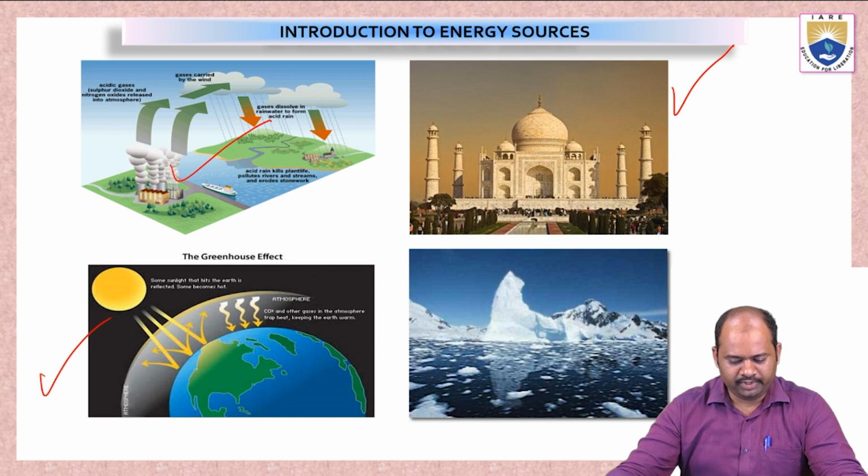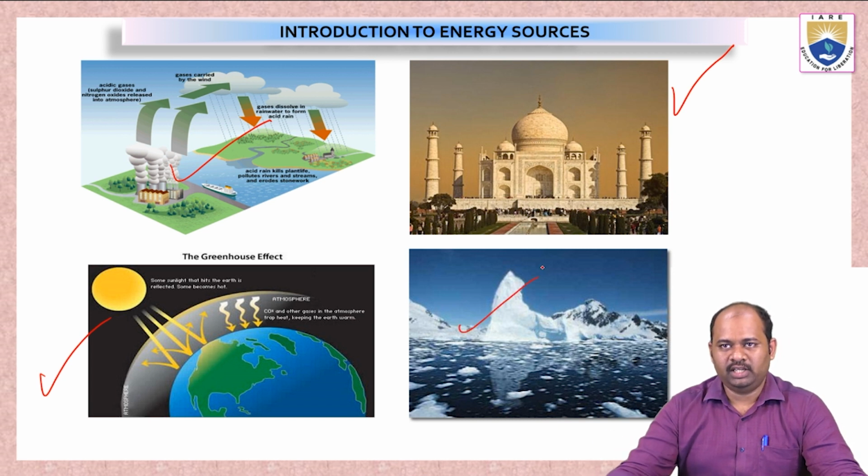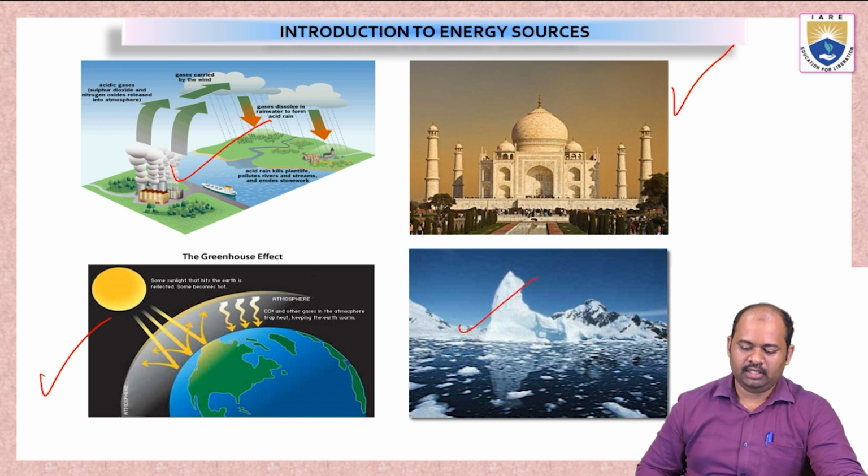So this is the greenhouse effect, where we see the trapping of hot gases, the trapping of the incoming solar radiation inside the Earth's atmosphere, and this is causing the planet to heat. And we can see the polar ice caps are being melted, and the water levels of the oceans are increasing day by day.